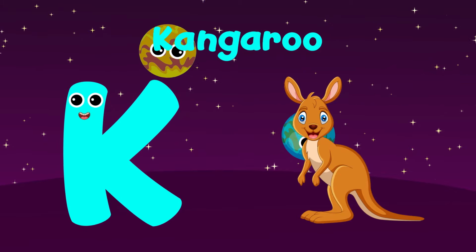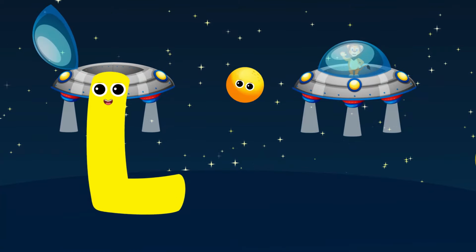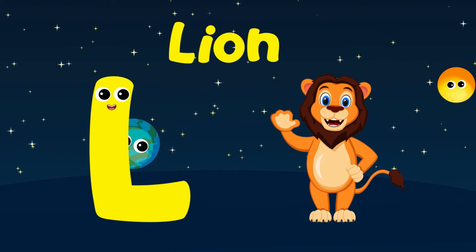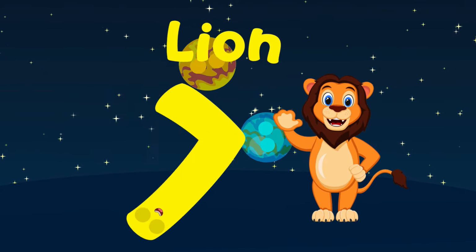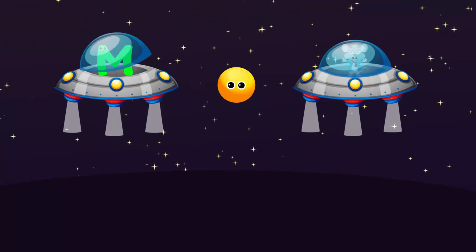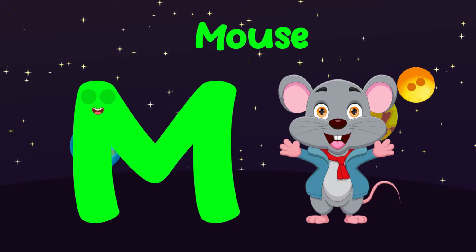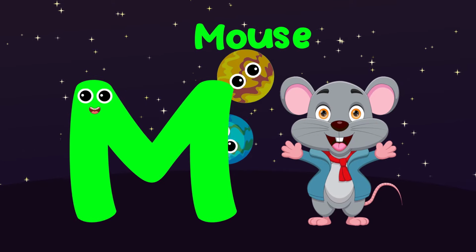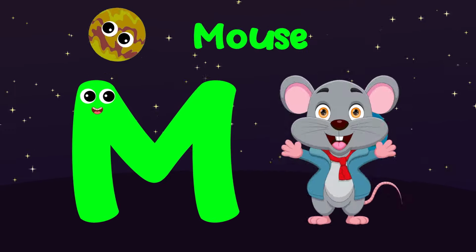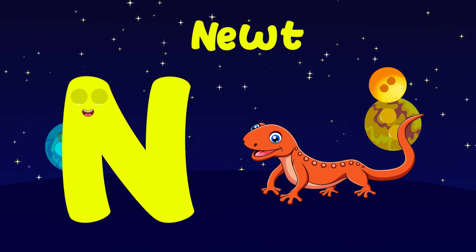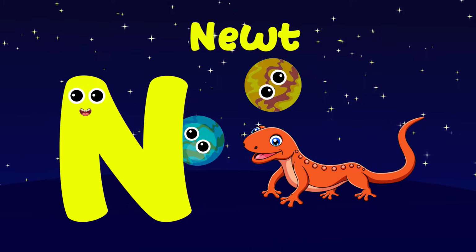K, kangaroo. L is for lion. L, l, lion. L, lion. M is for mouse. M, m, mouse. M, mouse. N is for newt. N, n, newt.